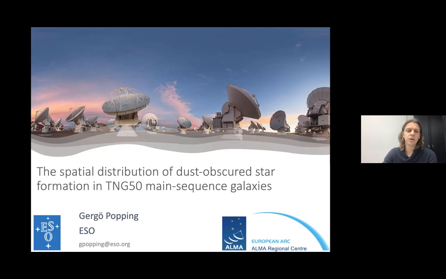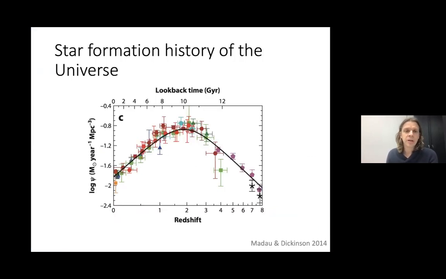So I would like to start with a figure that I'm sure many of you have seen from the review paper by Madau and Dickinson. This is a well-known figure, but if you think about it, this figure took about 2 decades to create, to get all the ground and space-based observations together to have a measurement of star formation in the universe from redshift 0 on the left-hand side of the figure all the way to redshift 8 on the right-hand side.